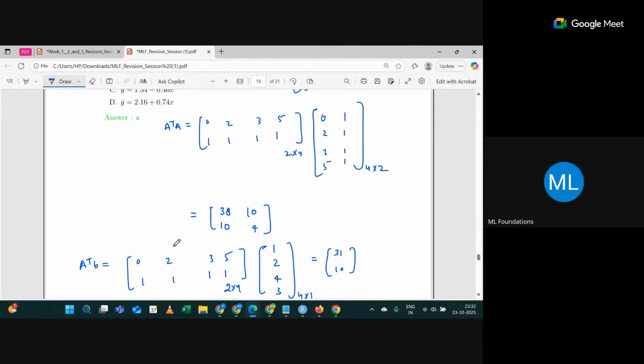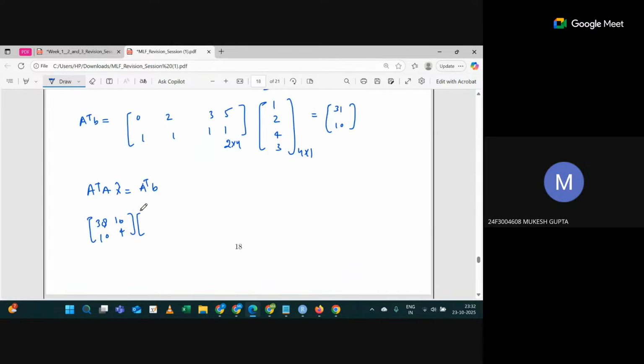So this is X hat. Not X1, X2, it's theta; no, let's keep it X hat. So A transpose B is 31 and 10. Just solve this basically, and you will get the answer.